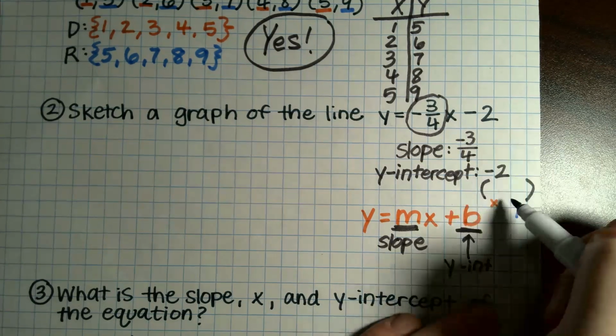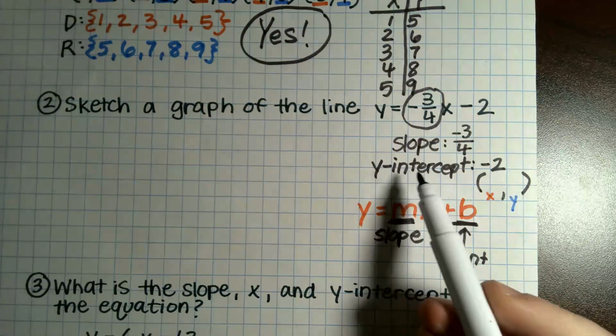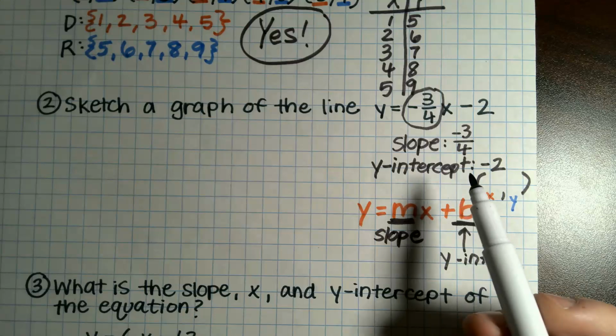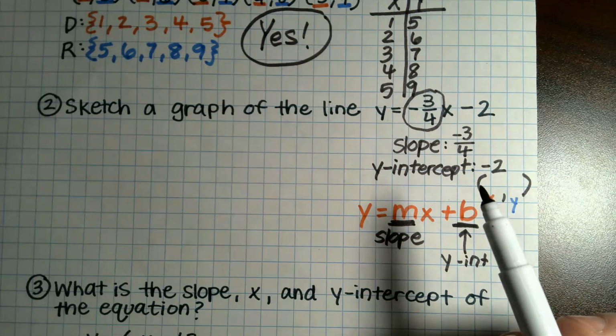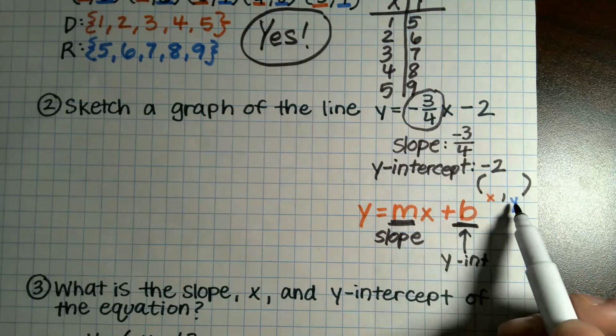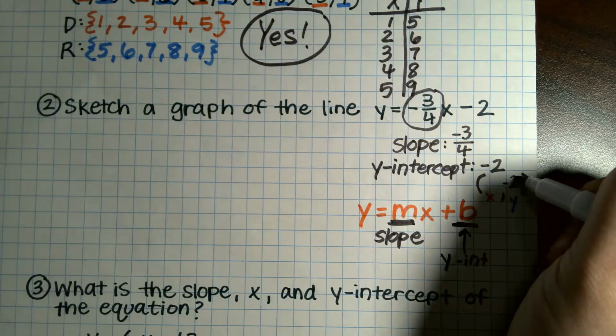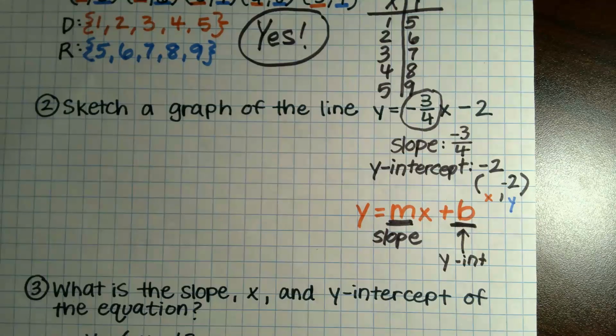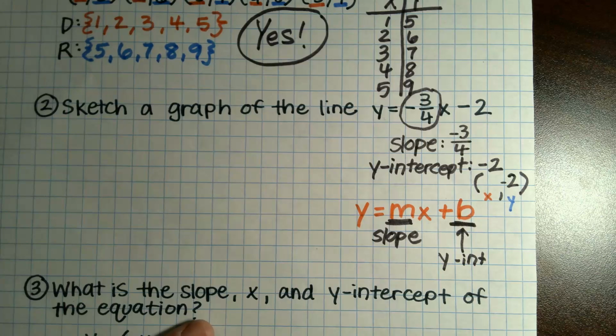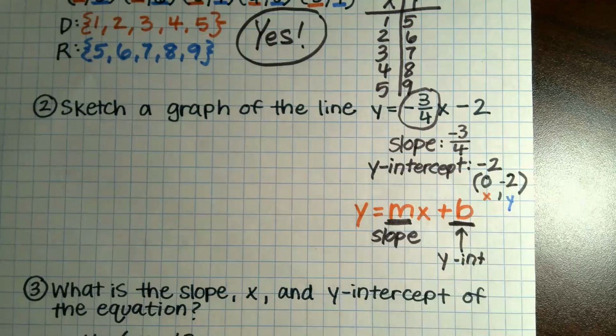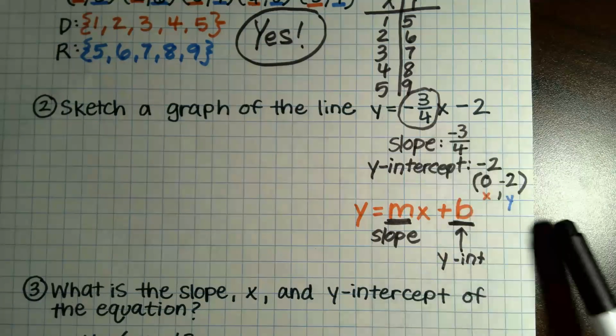So, as a reminder, the y-intercept is telling us where the line touches the y-axis, where it is in the y direction. So, our y in the coordinate is going to be that -2. And then our x for a y-intercept is always 0. So we just put 0, -2. Do we have any questions about that? Okay, so we now have our slope and our y-intercept.